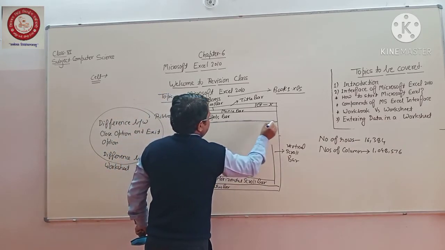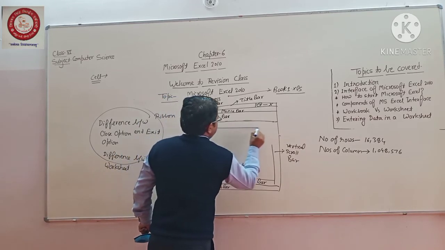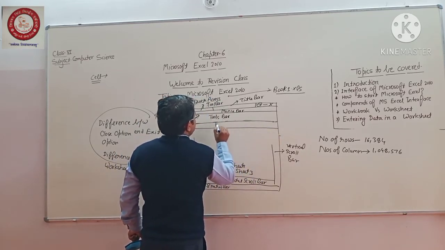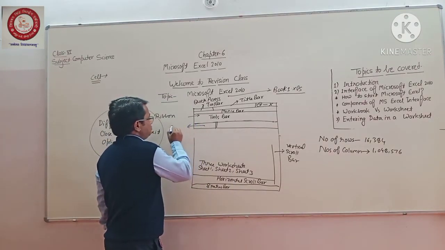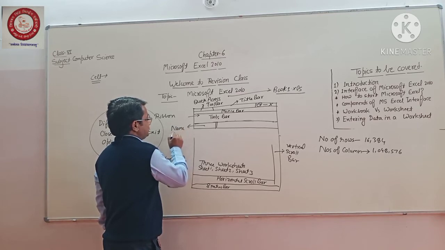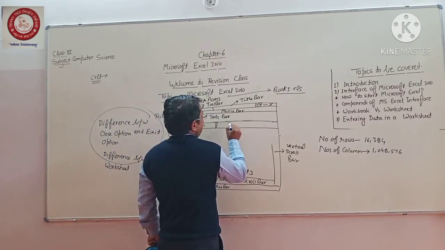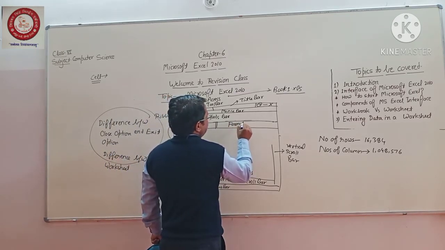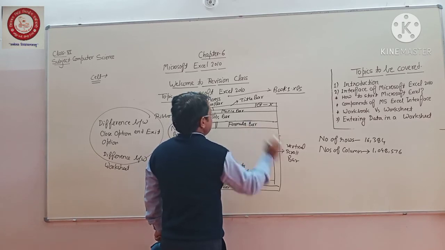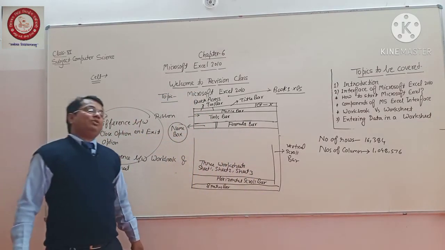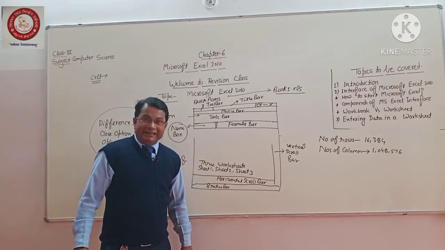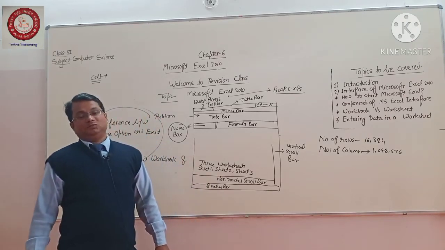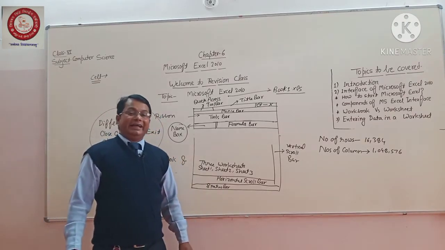So right now, this is your interface, and I am going to draw one line here. This line is divided into two parts. This part is known as name box, and this part is known as formula bar. So what is name box? Name box is the place in the Excel interface which gives you the address of the active cell.